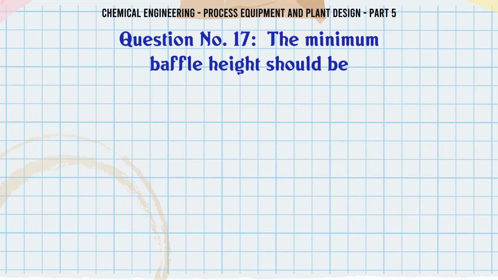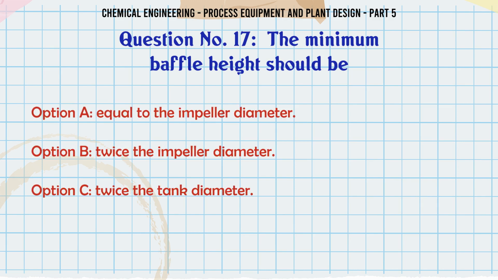The minimum baffle height should be A. equal to the impeller diameter, B. twice the impeller diameter, C. twice the tank diameter, D. 3/4 of the tank height.